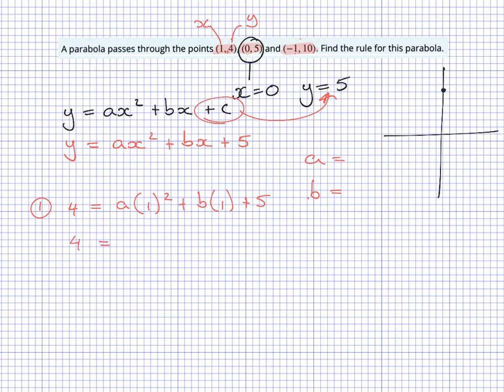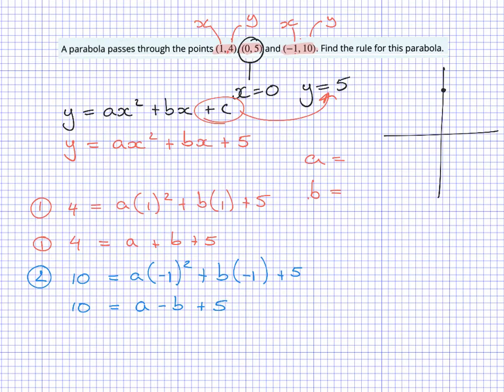Then we'll simplify that for now, so it's going to be a plus b plus 5, and we might leave that there. Now the second piece of information is this third point here, and we're going to do the same thing and substitute minus 1 in place of x and 10 in place of y, and we're going to call this equation 2. So equation 2 will look like this. 10 equals a(-1) squared plus b(-1) plus 5. And we'll simplify that here, and we're going to have a minus b plus 5.